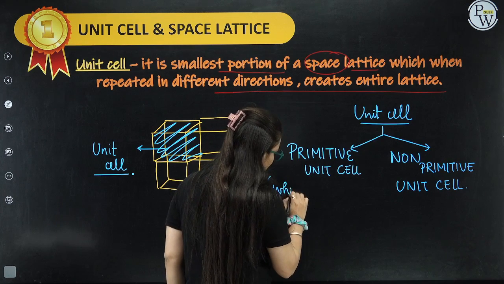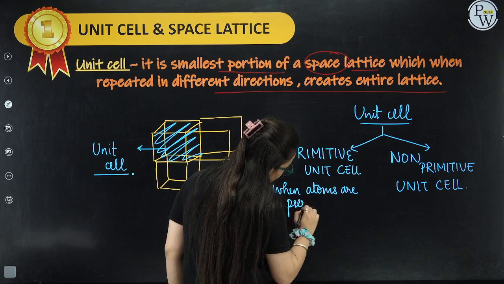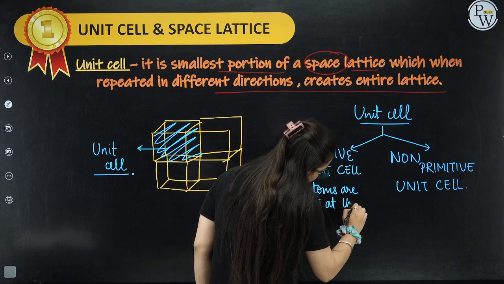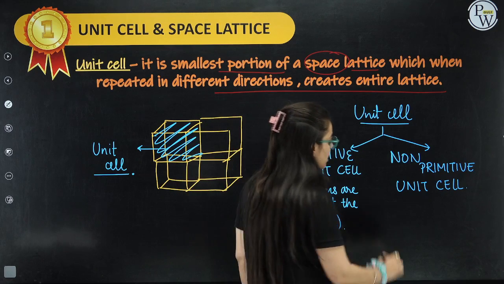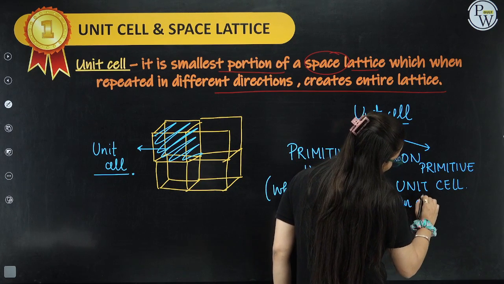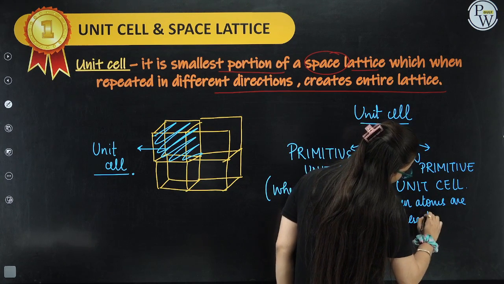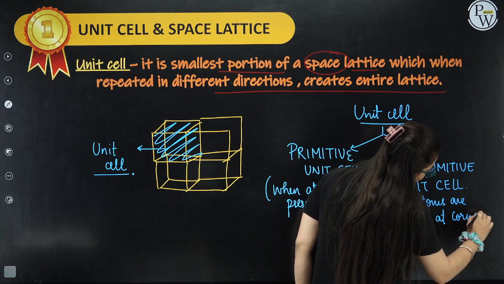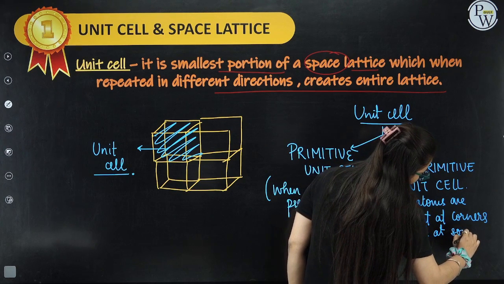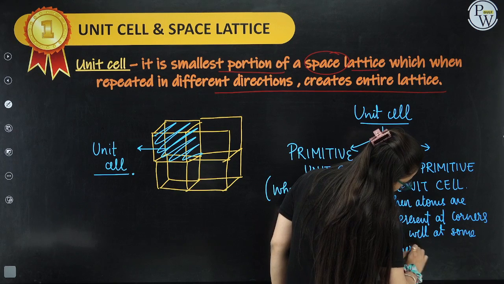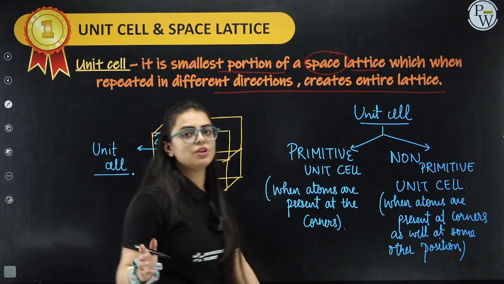When atoms are only present at the corners, that is primitive unit cell. When atoms are present at the corners as well as at some other position, that is your non-primitive unit cell. Non-primitive unit cells are further classified.